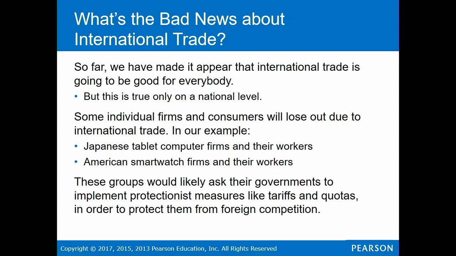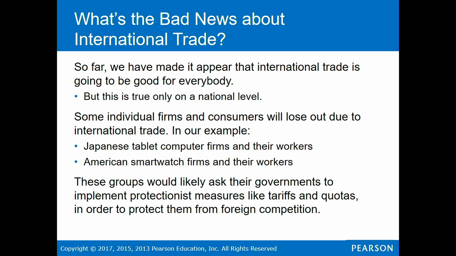So far we've talked about international trade being good for everyone. We've only talked about the positives so far. So we'll end class with talking about some of the costs. This is true on a national level. If you look at the United States as a whole, international trade is great. It's going to benefit everyone, because it's benefiting the entire country, the entire society. But some individuals, some consumers, some firms, are going to end up losing.